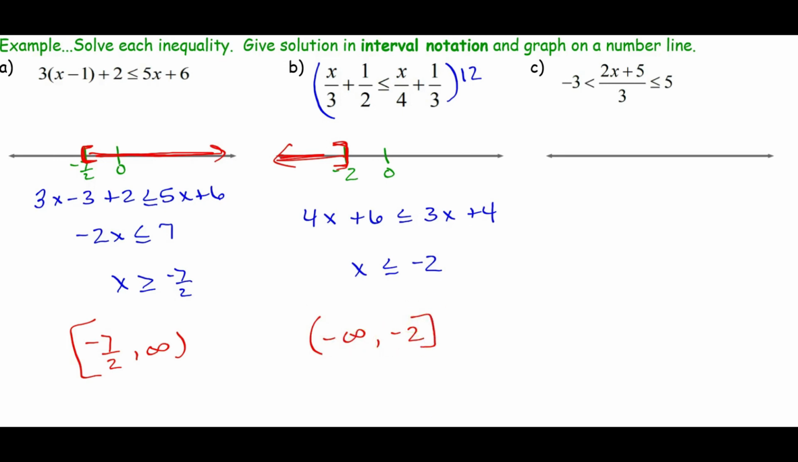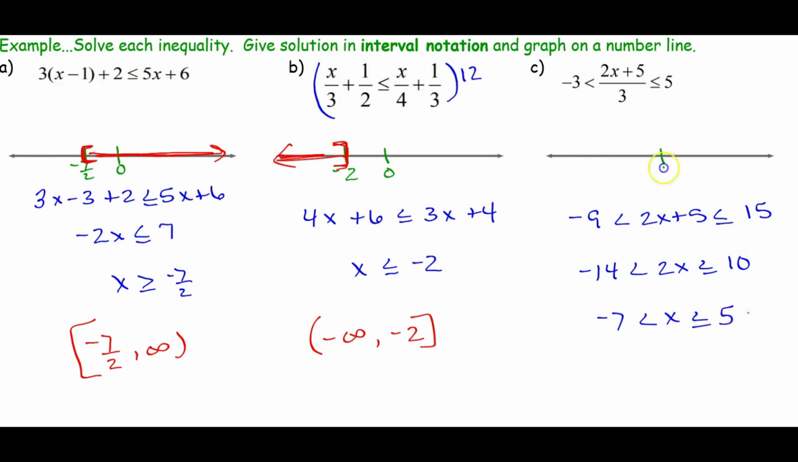On the last example, we have a compound inequality, so we're going to do everything to all three areas of this inequality. So first, multiplying by the denominator of 3, we're going to get negative 9 is less than 2x plus 5, which is less than or equal to 15. Subtract 5 from all three sections, and then dividing everything by 2, we're going to get negative 7 is less than x, which is less than or equal to 5.